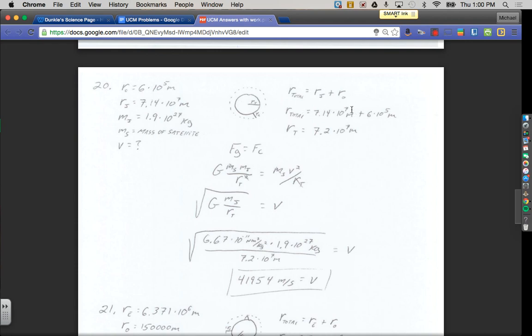So I took the radius of Jupiter, which was given as 7.14 times 10 to the 7th meters, and I add the orbital radius given in the problem, which is 6 times 10 to the 5th. And I get 7.2 times 10 to the 7th meters. Now I know, just like with all these satellite problems, the force that's holding the satellite in orbit is the force of gravity.